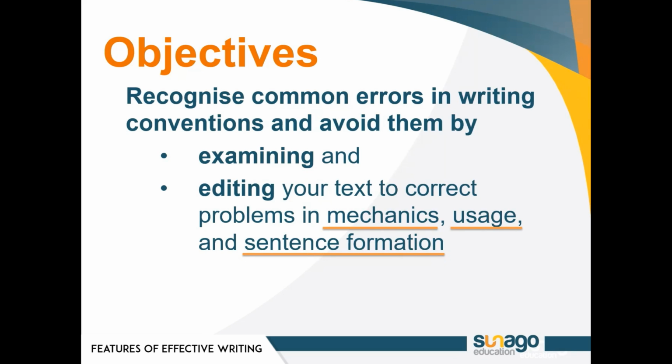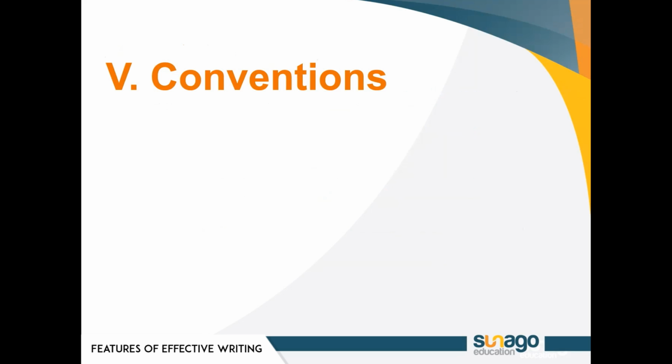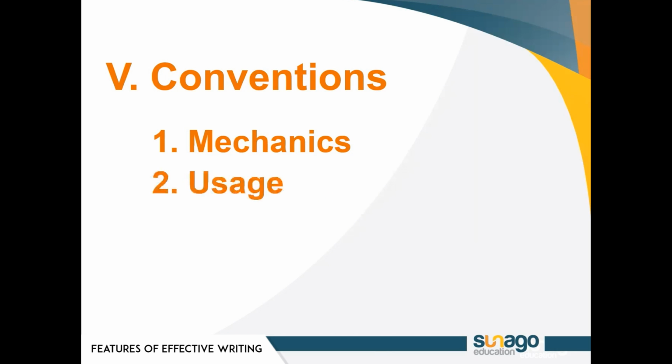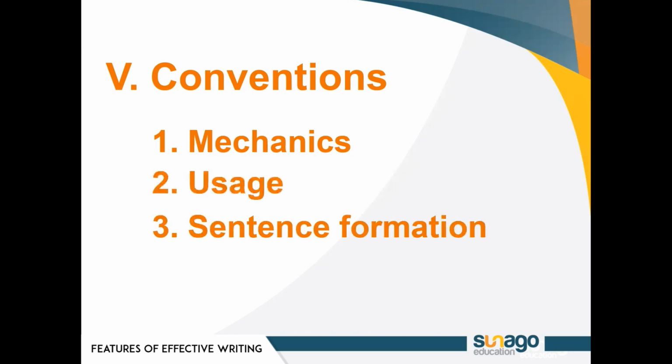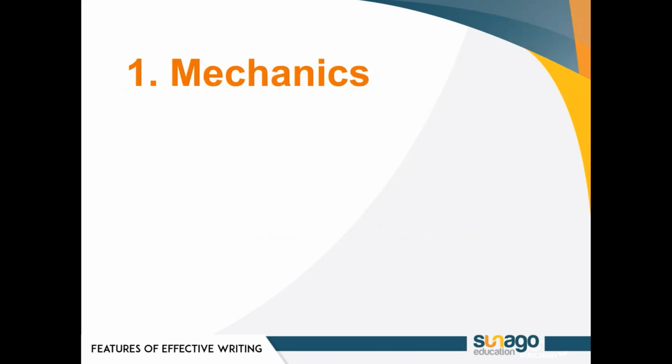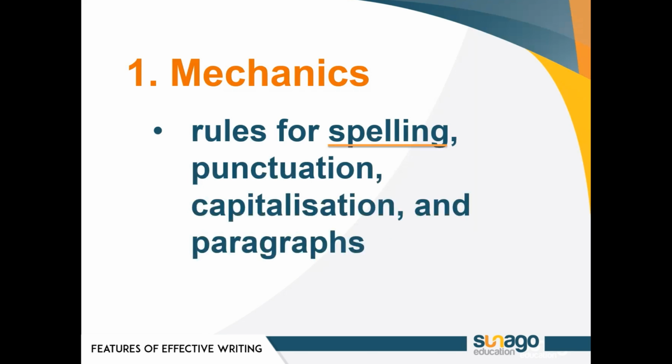Conventions are the surface features of writing that include the following. Conventions are like a courtesy to the reader. By putting your writing in a form that the reader expects and is comfortable with, you're making it easy for him or her to read and understand your writing. Mechanics are the conventions or rules of print that don't exist in oral language. It involves the rules for spelling, punctuation, capitalization, and paragraphs.